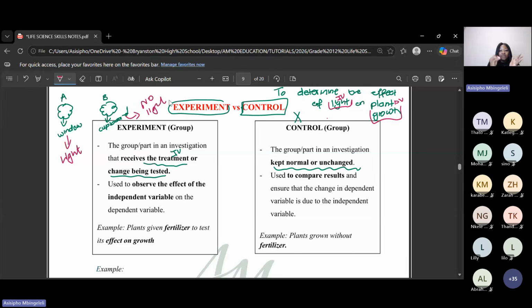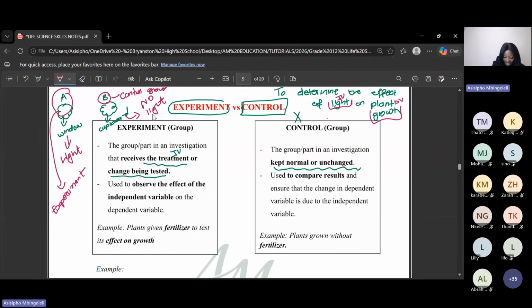The plant that received the treatment, which is what we wanted to investigate, the independent variable, plant A, will then be regarded as the experiment group, because it received exactly what we wanted to investigate. It received light. And then plant B was inside a cupboard. It did not receive light. So plant B will be known as the control group. I hope it makes sense. The one that receives what we are investigating, which is light, will be known as the experiment group. And the one that is not receiving the factor, it will still receive all the others, not receiving the one that we are investigating, meaning the independent variable, that is considered the control group.